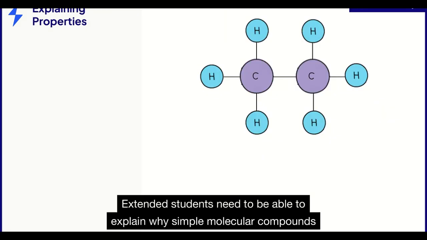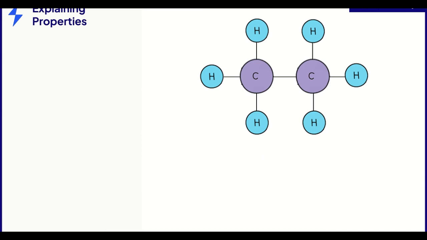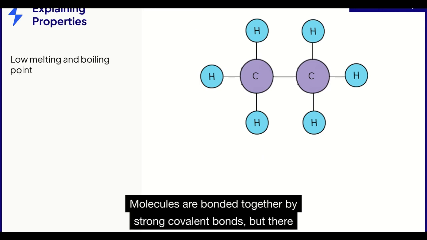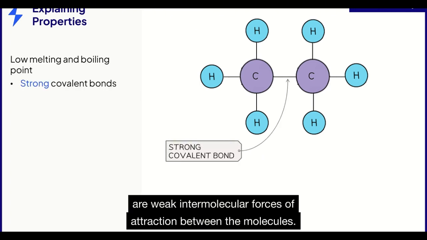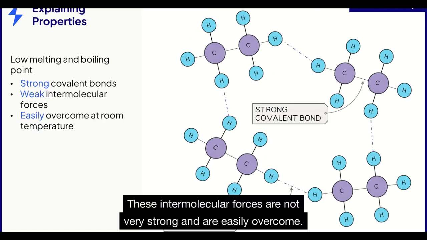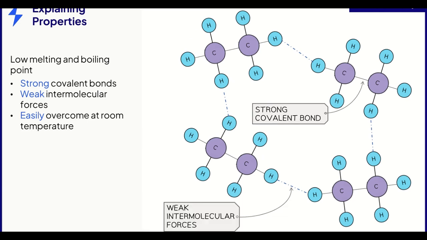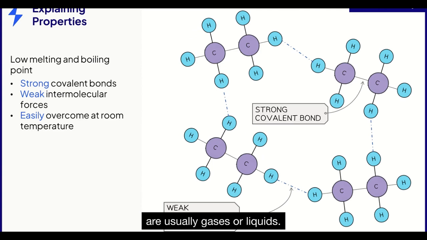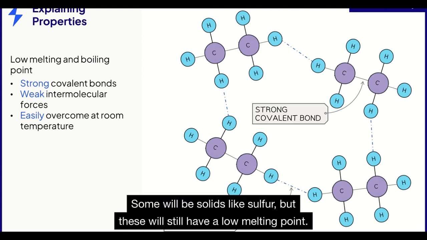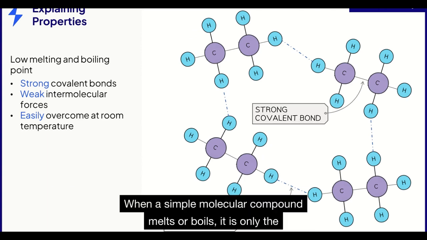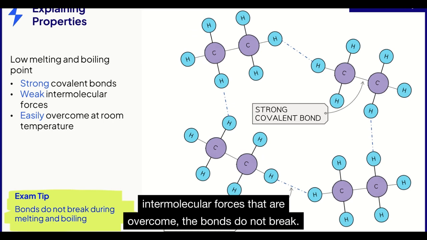Extended students need to be able to explain why simple molecular compounds have low melting and boiling points and do not conduct electricity. Molecules are bonded together by strong covalent bonds, but there are weak intermolecular forces of attraction between the molecules. These intermolecular forces are not very strong and are easily overcome. This is why at room temperature, simple molecular compounds are usually gases or liquids. Some will be solids, like sulfur, but these will still have a low melting point. When a simple molecular compound melts or boils, it is only the intermolecular forces that are overcome. The bonds do not break.